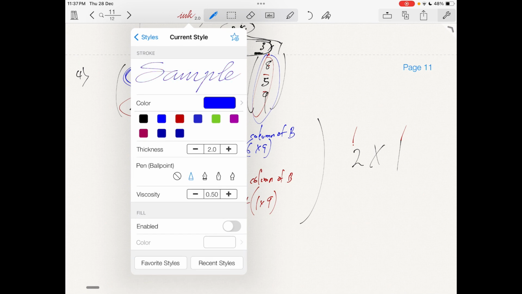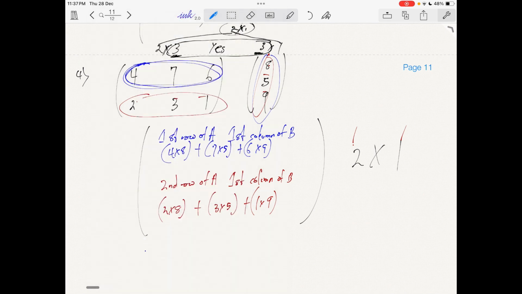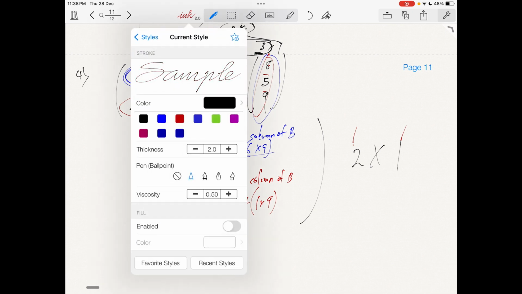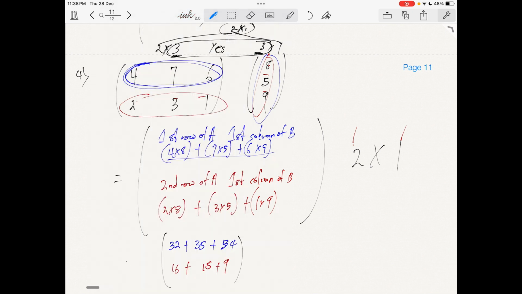With respect to that, we can now solve further. We are dealing with the blue ink now. 4 times 8 is 32, 7 times 5 is 35, 6 times 9 is 54, and 2 times 8 will give us 16, 3 times 5 will give us 15, 1 times 9 will give us 9. So with that, let's go back to our black pen.